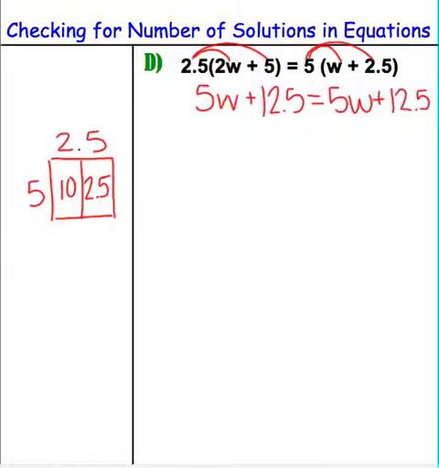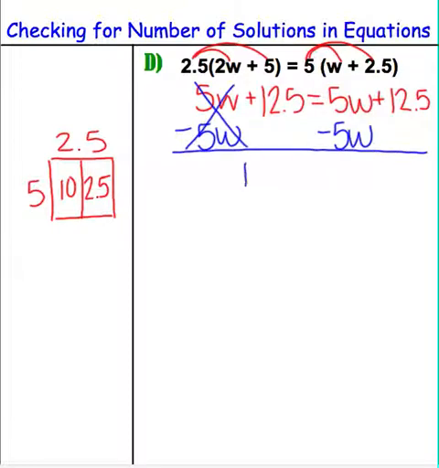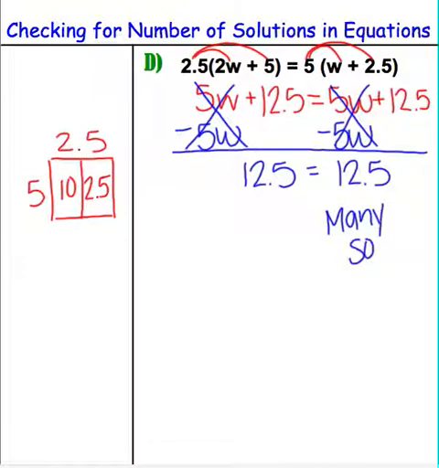So then you should be noticing a pattern here, which we'll talk about in just a second. But I'm going to subtract 5w from both sides to get my variable terms on both sides. 5w minus 5w cancels, leaving me with 12.5. And 5w minus 5w cancels, leaving me once again with 12.5. Now, because this forms a true statement, this means that there are many solutions.